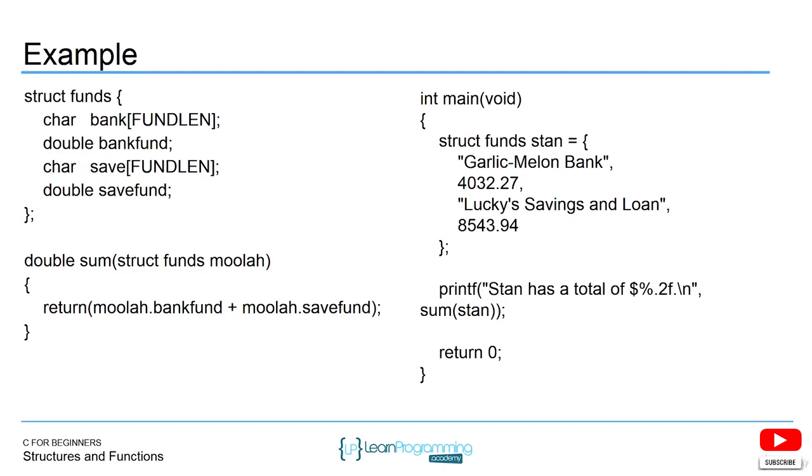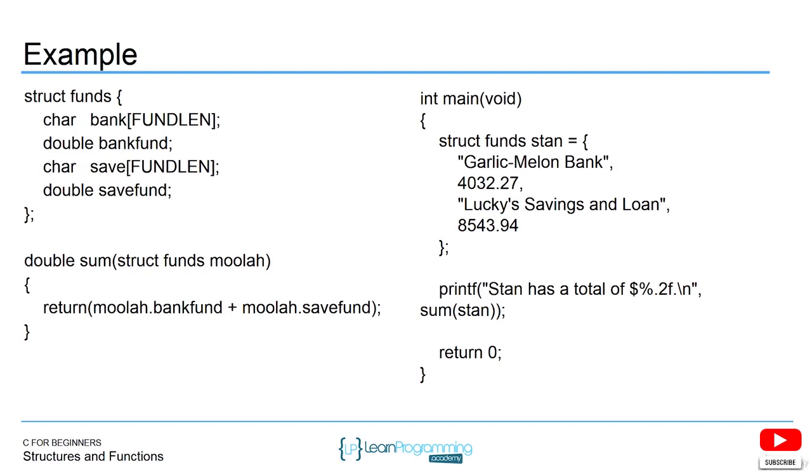So in this example, we're creating a struct named funds. It contains a character array named bank, a double, another character array named save of a particular length. FUN_LENGTH, just assume it is equal to 50. And then it has a double savefund. We have a function called sum, which takes that structure as a parameter. And all we're doing inside that is returning the bankfund from the first structure plus the savefund. And that's going to return the amount that they have in their bank.